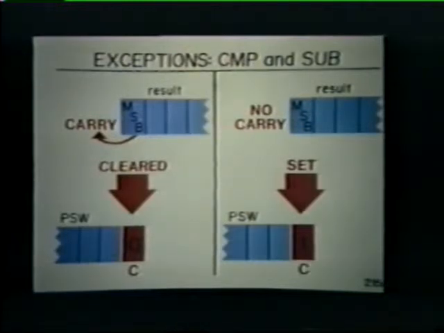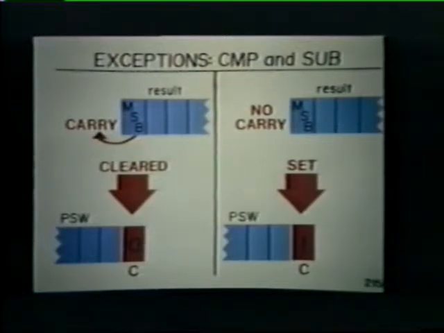However, the compare and subtract instructions affect the C bit in just the opposite manner. Note that the C bit is clear when there is a carry, but is set when there is no carry. In addition, the increment and decrement instructions completely ignore the C bit. In other words, these instructions do not change the state of the C bit in any way.